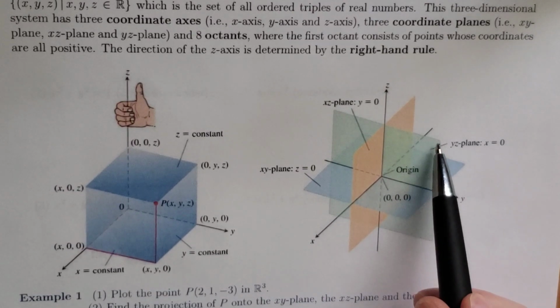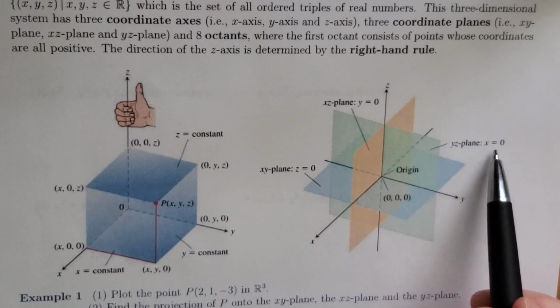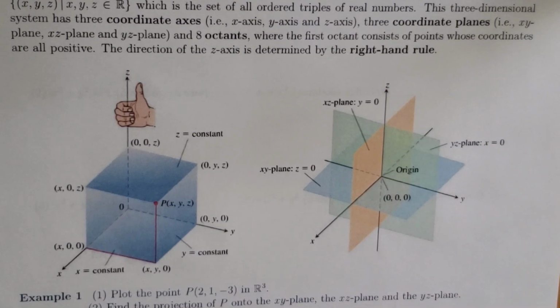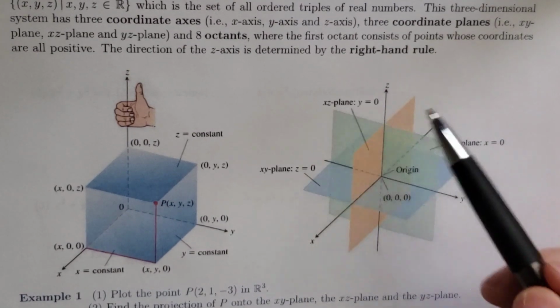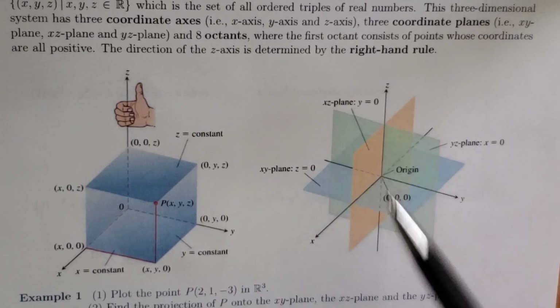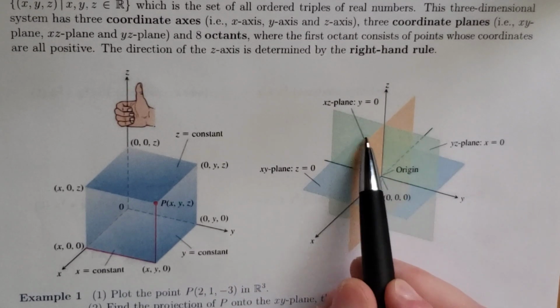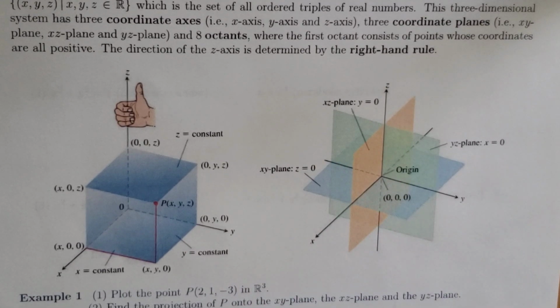So this green plane here is the YZ plane, which occurs when x is 0. This orange plane is the XZ plane, which occurs when y is 0. And the blue plane is the XY plane, which occurs when z is 0. And planes are a particular type of surface that will show up in this class.